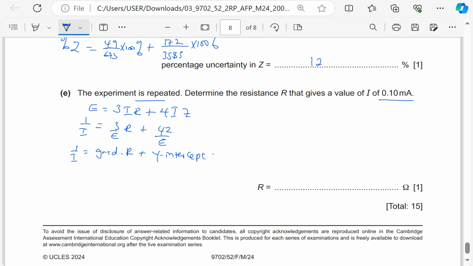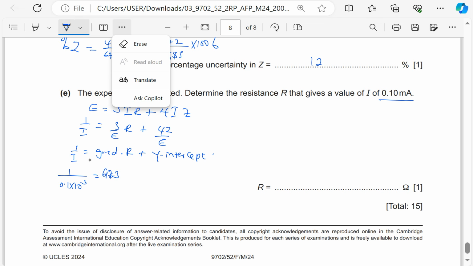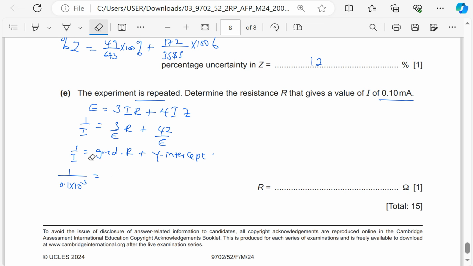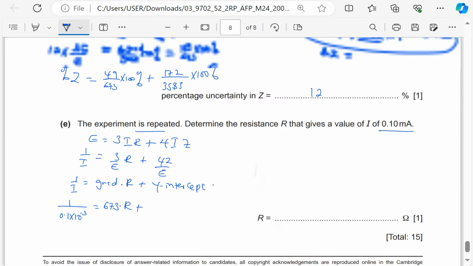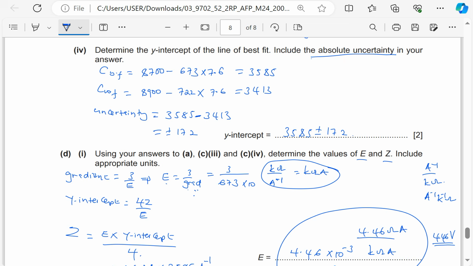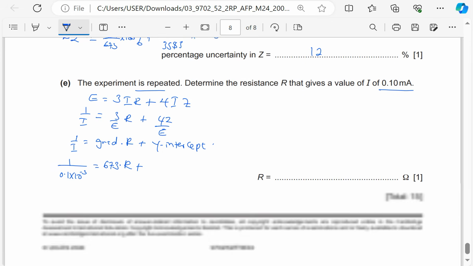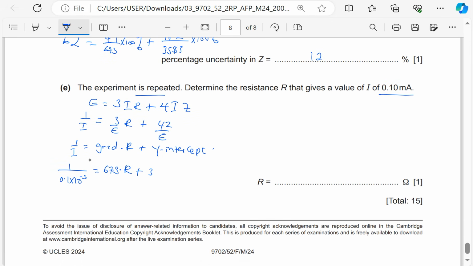So I'm just going to substitute the values here. 1 over I is going to be 1 divided by 0.1 times 10 to the power of minus 3. This should be equal to the gradient, which was 673, times R plus the y-intercept. The y-intercept was 3585.